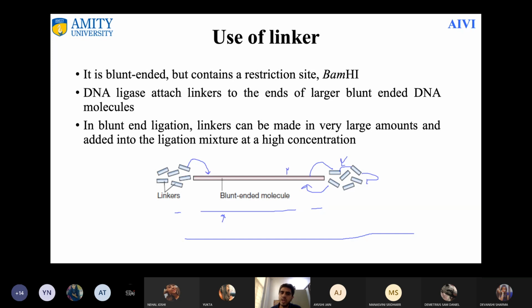So in that case, what we can do is keep the linkers in excess. That's why we are using a large amount, so that the ligation mixture or ligated product will be as you desire. Okay, sir.